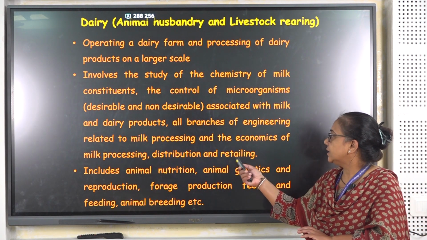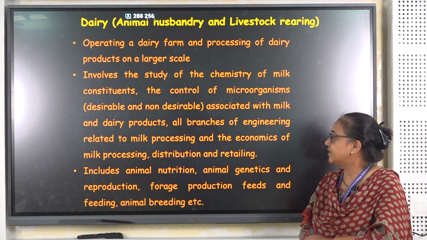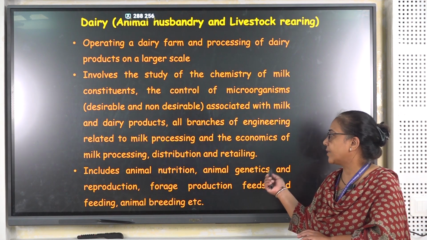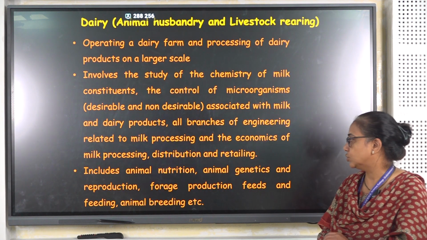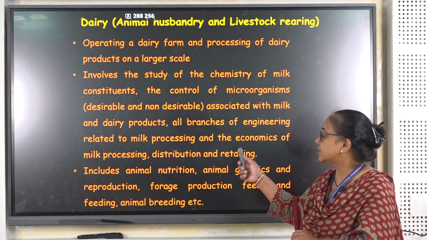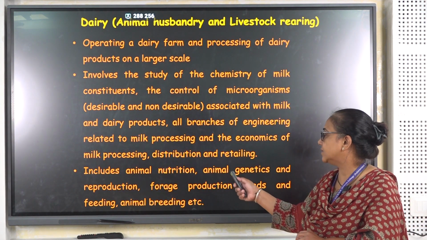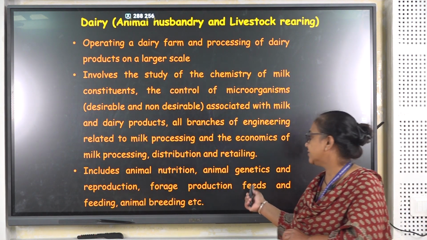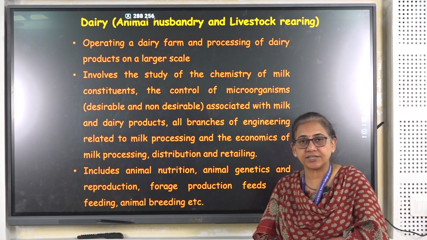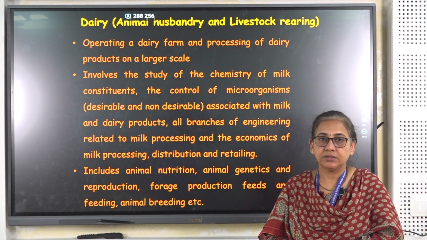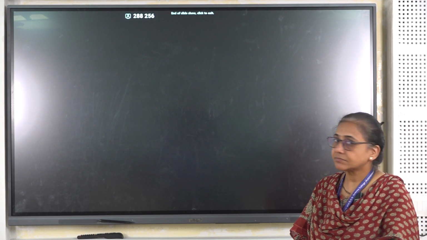It includes the branches of engineering related to milk processing, the economics of milk processing, and distribution and retailing of all those milk products. It includes caring of animals, breeding of animals, then looking for their nutrition, their genetics, forage production, feed, animal breeding, etc. for the benefit of dairy animals.